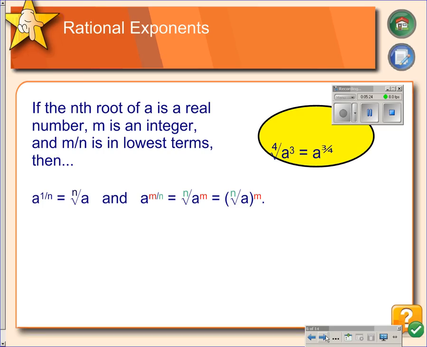So, if the nth root of a is a real number, and m is an integer, and m divided by n is in lowest terms, then we can say this. A to the 1 over nth power is the same thing as the nth root of a. If you have numbers for the numerator and the denominator, the denominator becomes the index here, and the numerator is the exponent. So, for example, the 4th root of a cubed is the same thing as a to the 3/4 power.